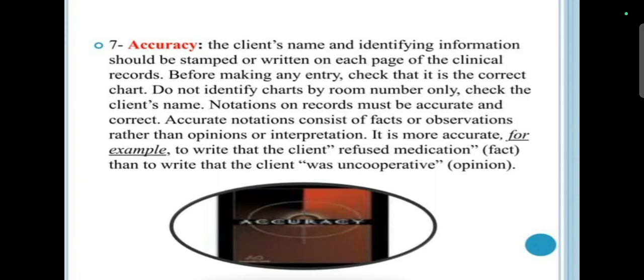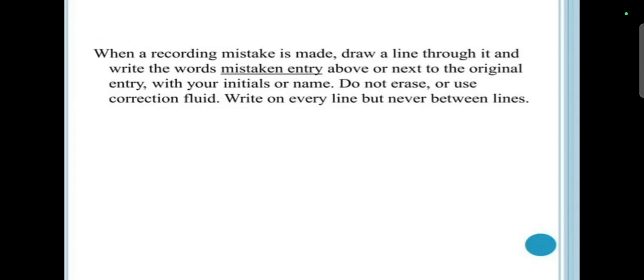So, before making any entries, we have to check and make the correct chart. When recording, if a mistake is made, draw a line through it and write the words mistaken entry above or next to the original entry with your initials and name. Do not erase and do not use correction fluid. Write on every line but never between the lines.